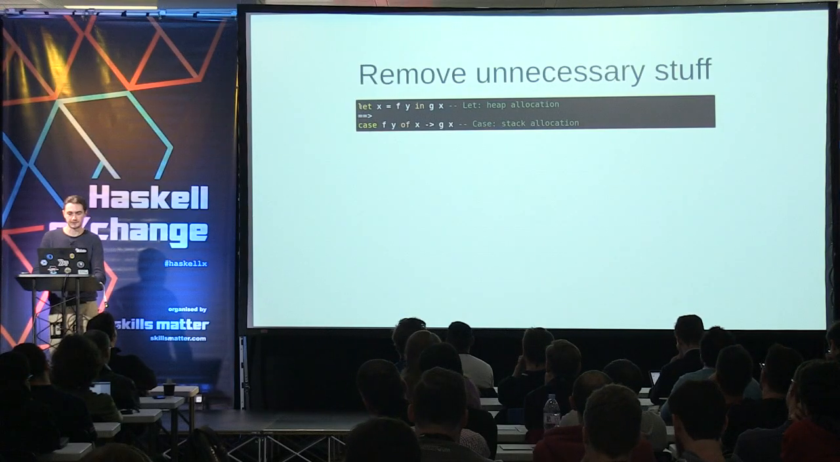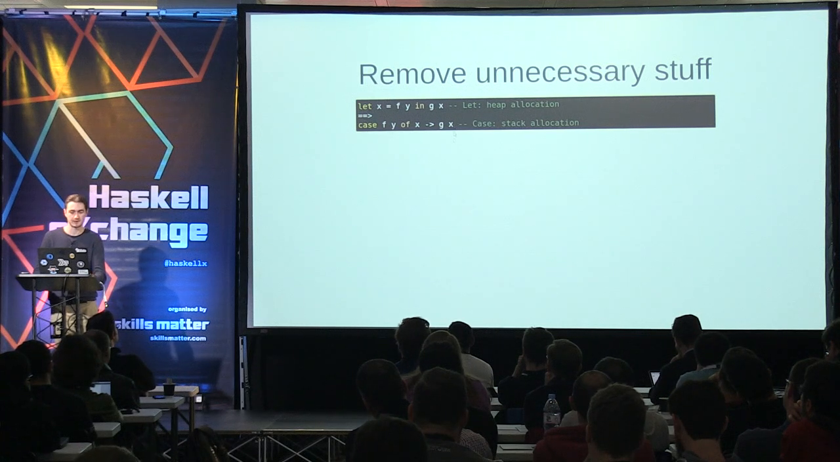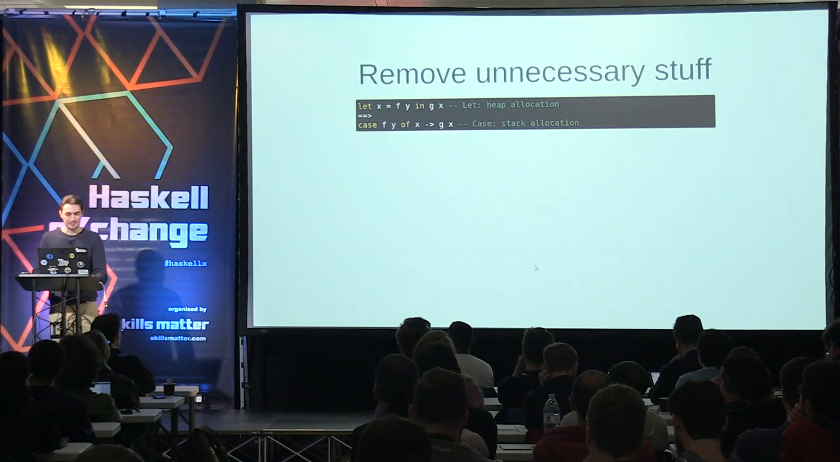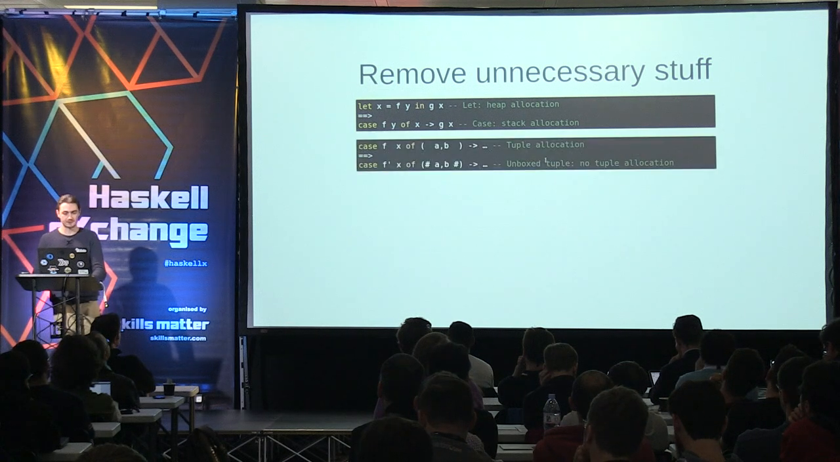So with that in mind, we can go back to our monad definition from earlier and change a couple of things. So in general, as I mentioned, let is a heap allocation, and the heap is comparatively slow compared to the stack. So we can transform these let bindings to case bindings, which do just the same thing, but case usually goes on the stack, except for when it doesn't, but most of the time it does. So that's one thing, and then we can make use of our unboxed tuples.